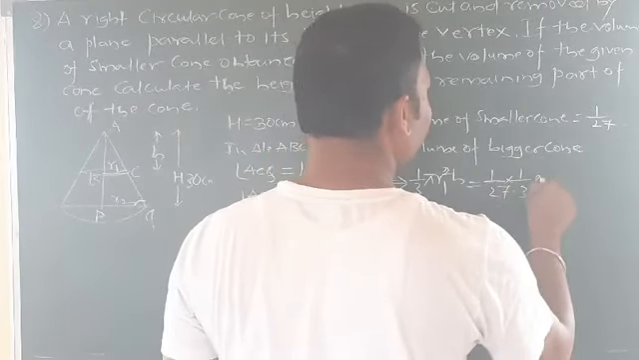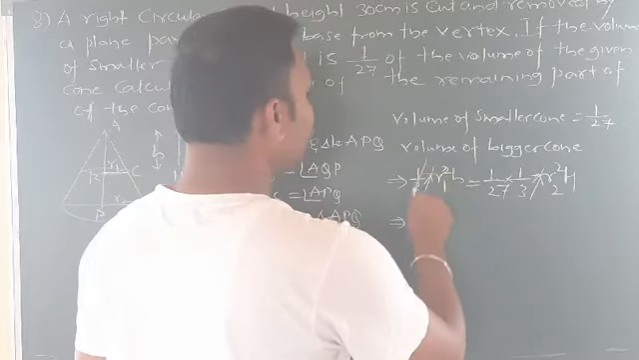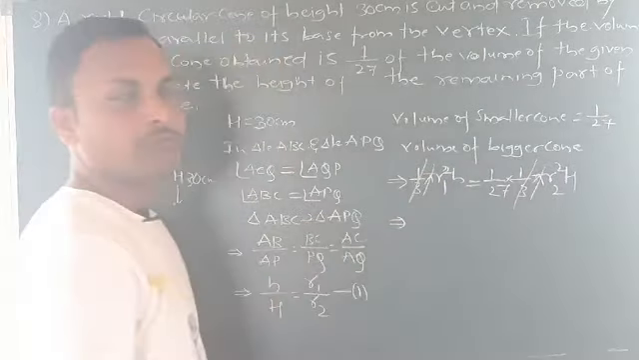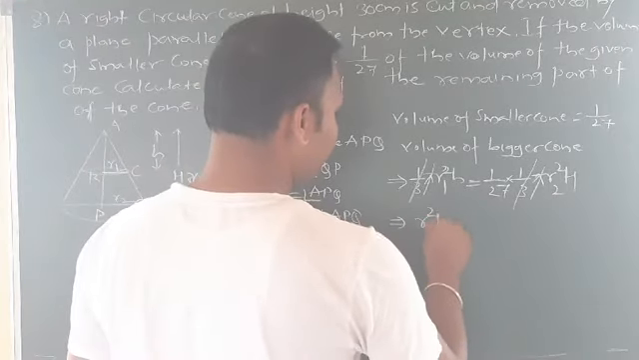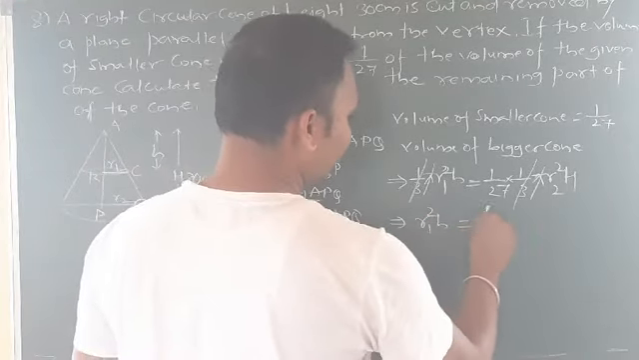Now see here, pi and pi get cancelled because both are the same quantity on the left and right side. Again, we can cancel 1 by 3 and 1 by 3, because both are the same. Now what remains is R1 square into h is equal to 1 by 27 into R2 square into capital H.